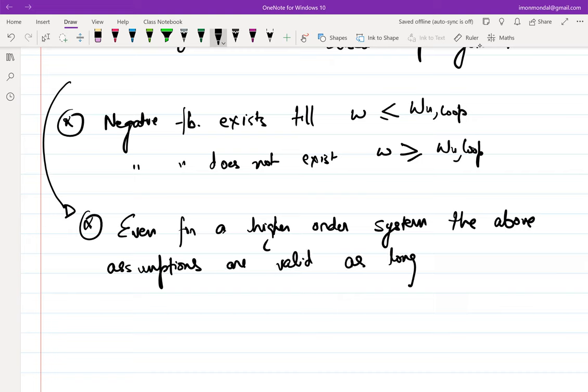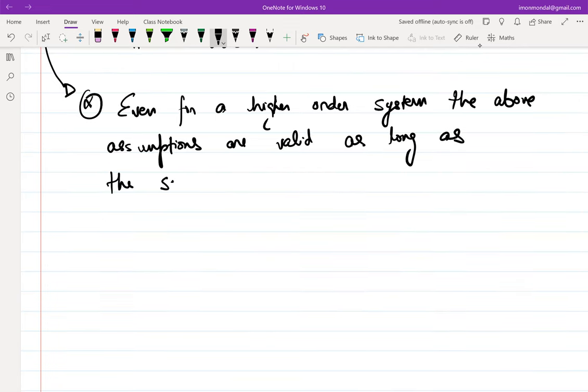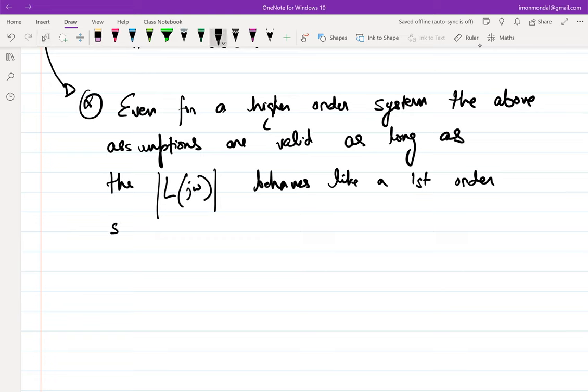as long as the system, the L of S, right? It's all the game of L of j omega, or L of S. As long as L of j omega behaves like a first order system around omega U. Right. So I should caveat this: this is a rule of thumb.